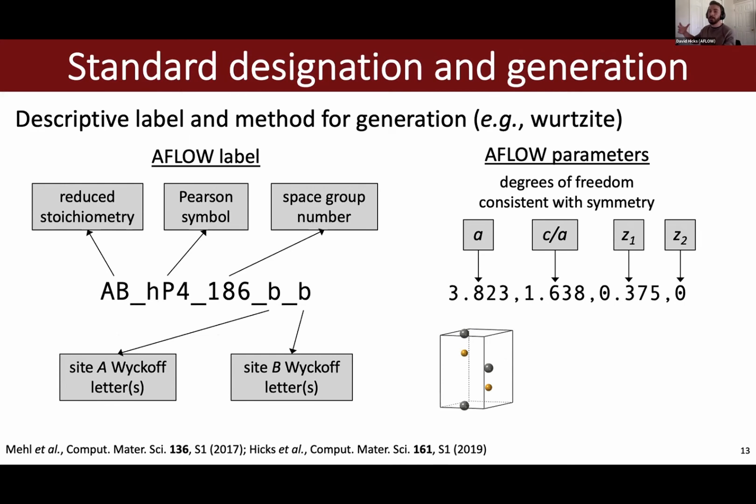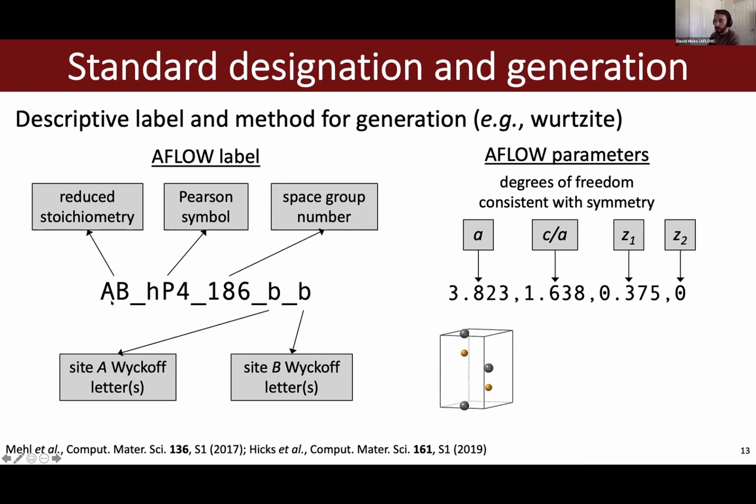I just want to briefly mention this idea of a standard designation. When we create these structures, we want an intuitive way to generate the structure programmatically while also giving us information on what the structure looks like. We do this with the AFLOW label and parameters. This AFLOW label is a string separated by underscores, and this tells us essentially what the structure looks like. In the first field, it's the stoichiometry, the second field is the Pearson symbol, the third is the space group, and the subsequent fields are the Wyckoff letters associated with each site.